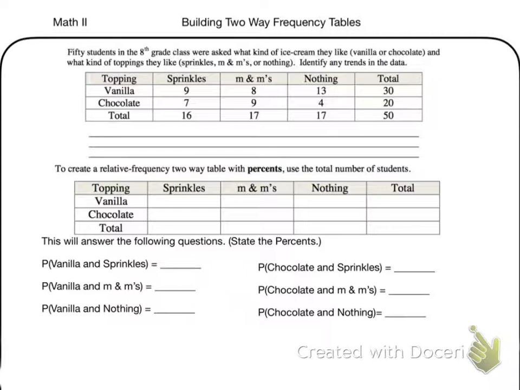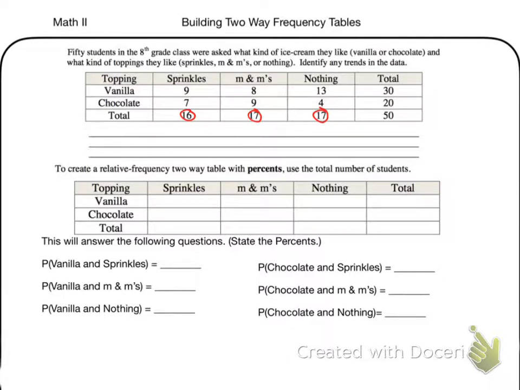So let's look at vanilla. So vanilla, 9 like sprinkles, 8 like M&Ms, 13 like nothing. There's not really a trend there. Those numbers, 8 and 13, are a little too far apart to make any statements. 7, 9, and 4 for chocolate. Again, 4 and 9 are a little too far apart to make any statements. But now if you look at the totals of all these, we got 16, 17, and 17.